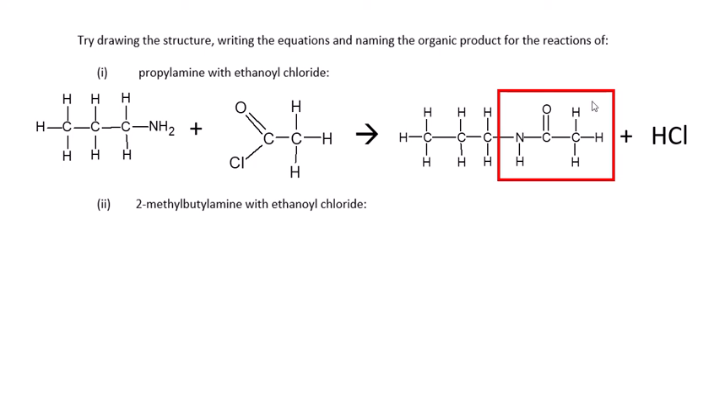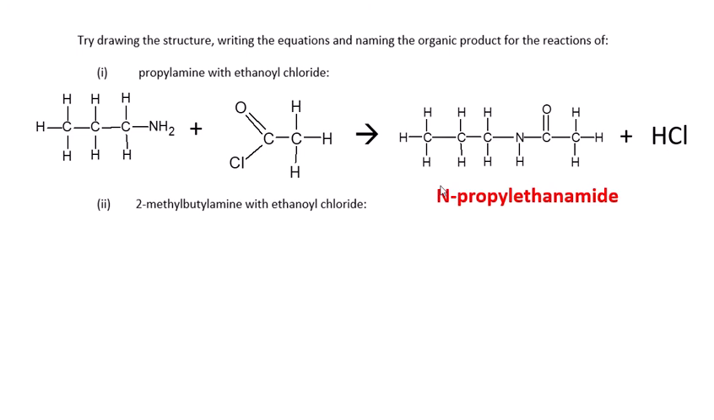So if we look at it, there's the amide, C double bond O NH with 2 carbons. So again, it's based in ethanamide, 2 carbons, so ethanamide. And then this bit is a propyl bit. So on the nitrogen is a propyl, N-propyl, and then ethanamide.